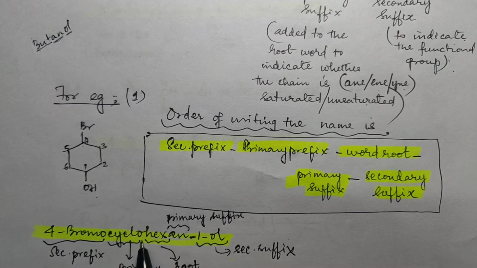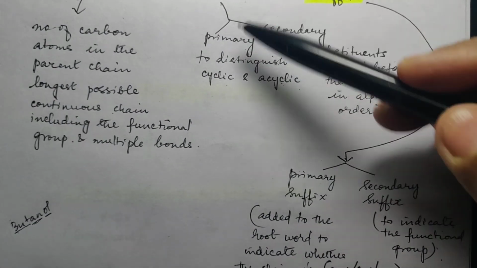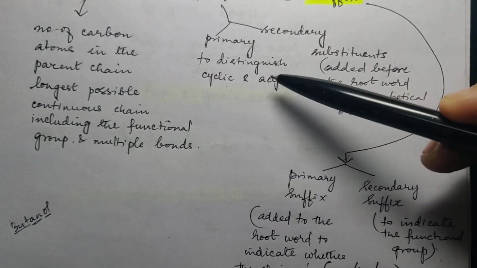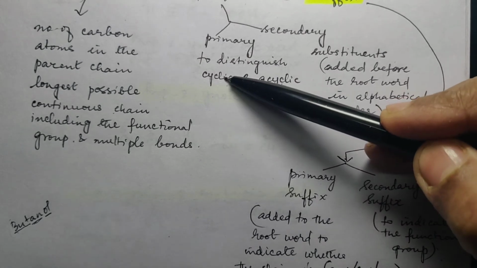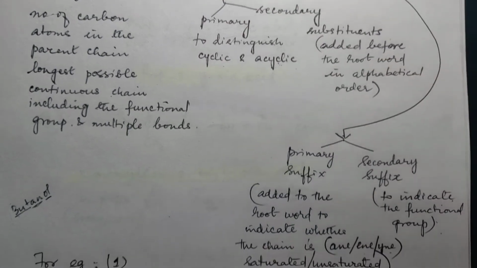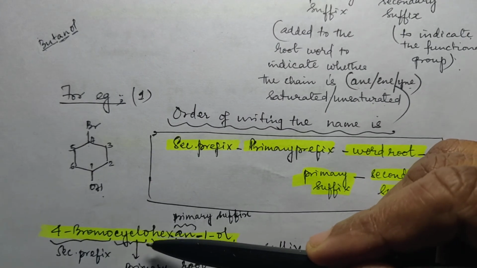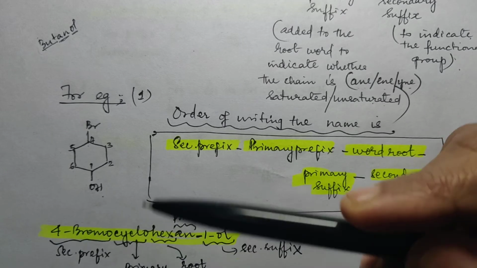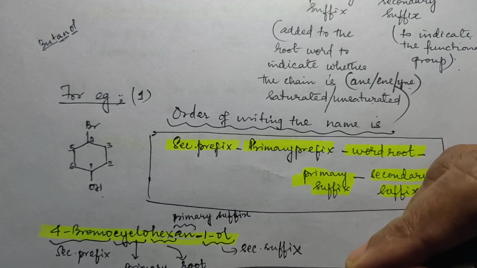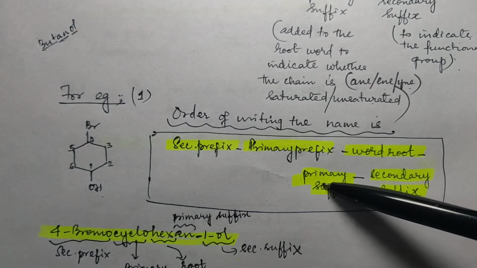4 bromo has come under secondary prefix, and cyclo is your primary prefix. I already told you primary prefix tells you to distinguish cyclic and acyclic. If there is any cyclic, then that has to come after secondary prefix. Okay. So here secondary prefix के बाद primary prefix that is cyclo ये आ गया. उसके बाद हेग्स रूट वर्ड आ गया. फिर रूट वर्ड के बाद an that is your primary suffix आ गया.